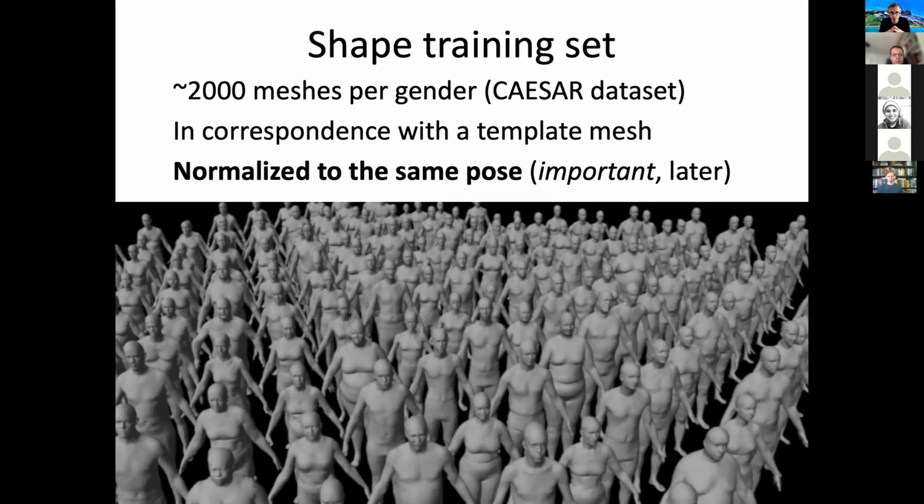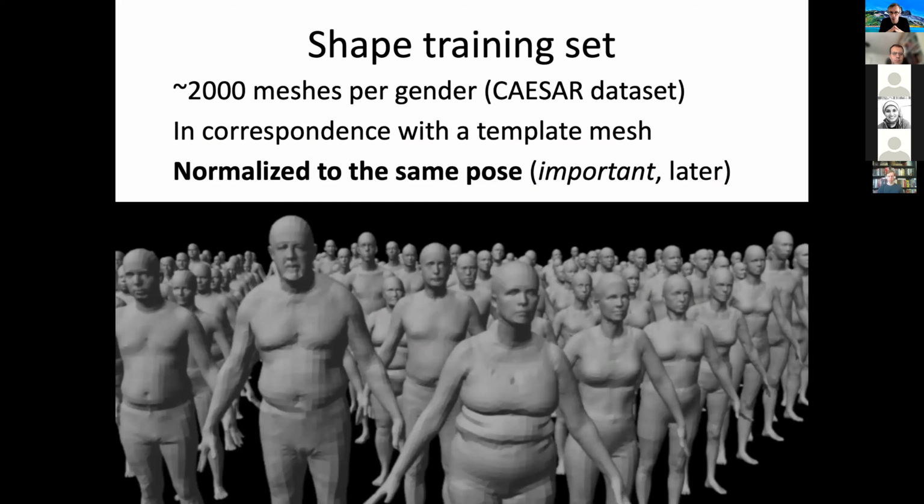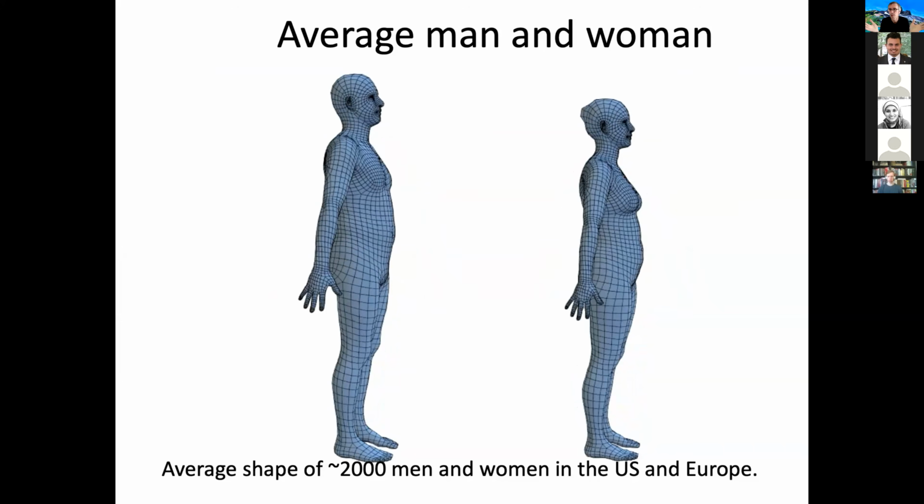So now we have this shape training set with 2,000 meshes per gender in correspondence with a single template mesh. A very important point is they're all normalized to the same pose. I'll talk about this later. I'm not going to tell you right now how to do that because you have to understand something else first. But it's critical that they all be in the exact same pose and not approximately. Once you've done that, you can actually do statistics.